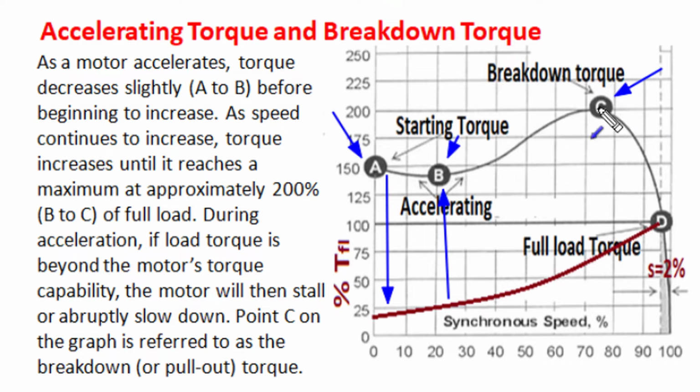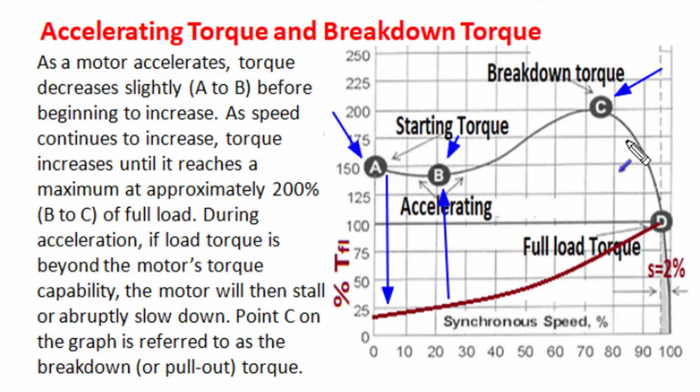Now the magnitude of breakdown torque is an inverse function of standstill rotor leakage reactance, and for a smaller value of leakage reactance, breakdown torque would be higher. For a standard NEMA B design motor, breakdown torque is approximately 2 times the full load torque, that is 200% of full load torque, and after that, further acceleration or increase of speed starts decreasing motoring torque.